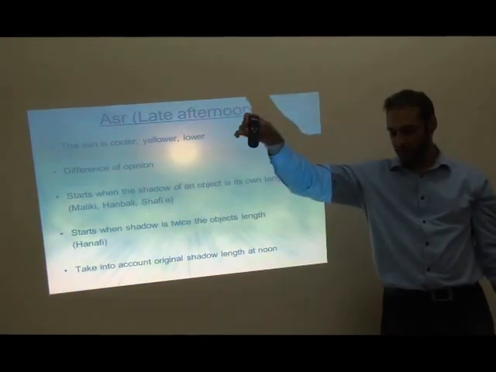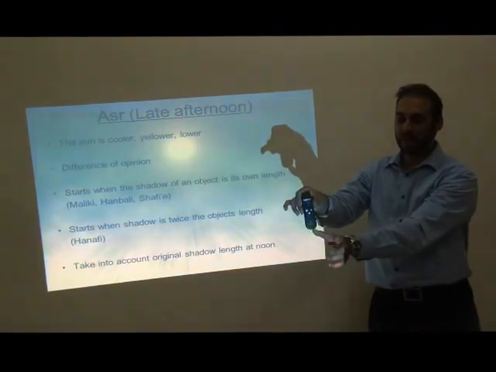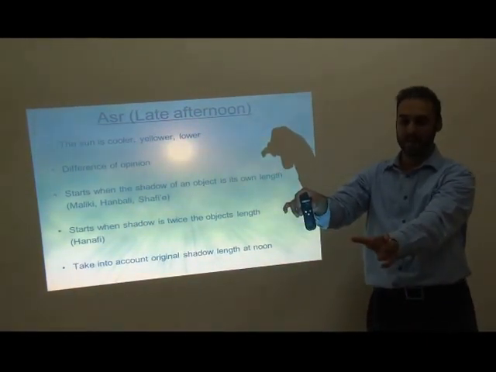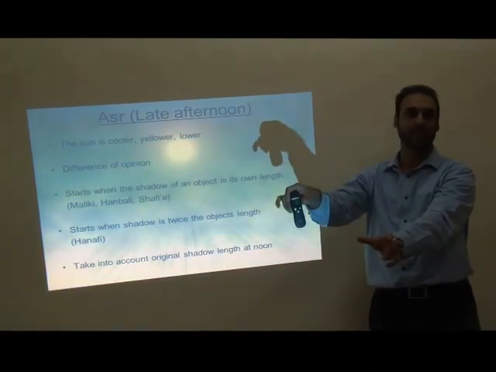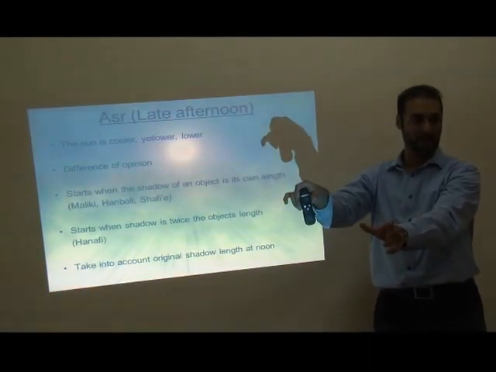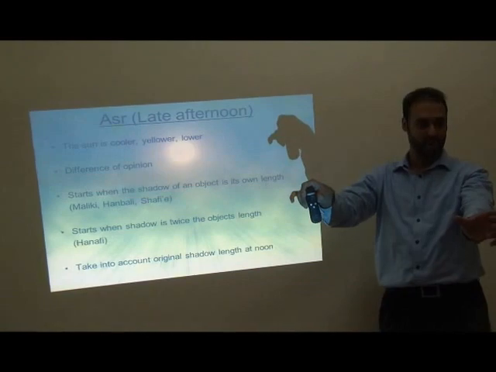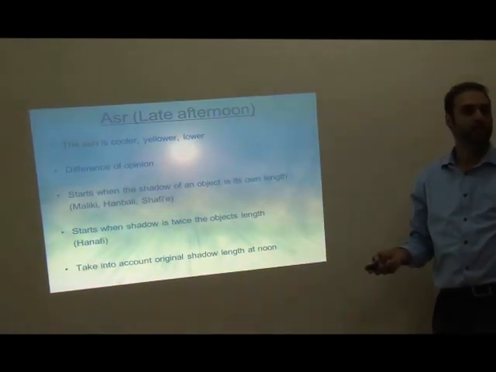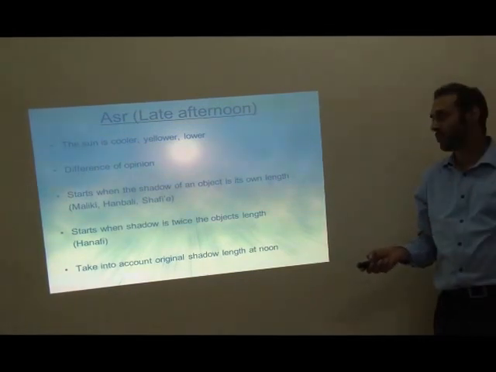So you've got a stick in the ground, and the shadow of the stick is this much at noon. What you do is you add on another shadow length of the object. That will give you the time for Asr. According to Imam Abu Hanifa, 2 shadow lengths. Take into account the original shadow. It's important that you take into account the original shadow length at noon.